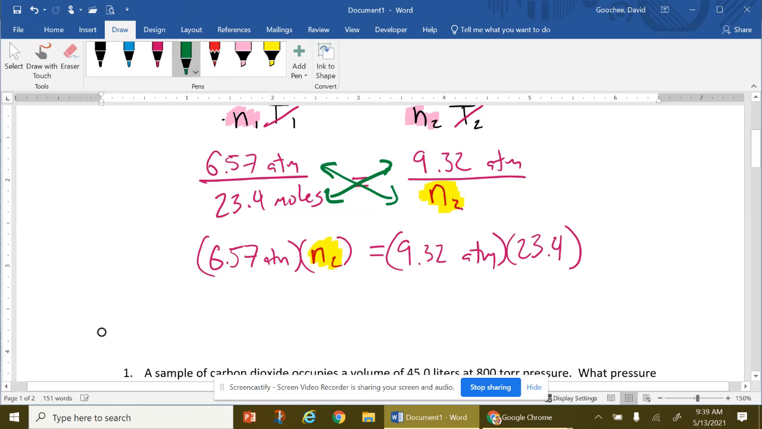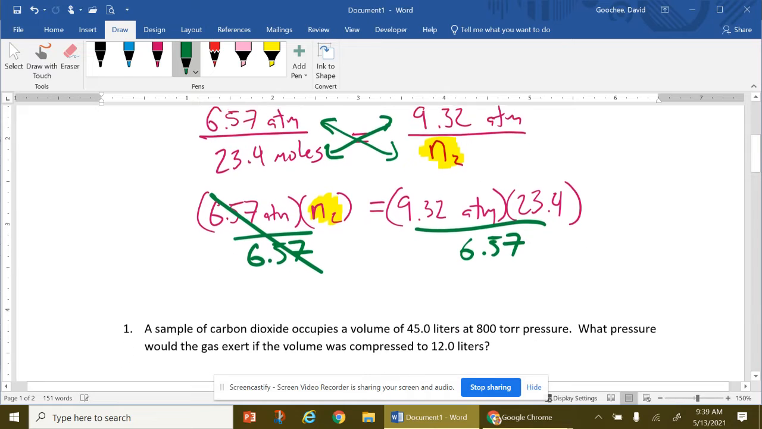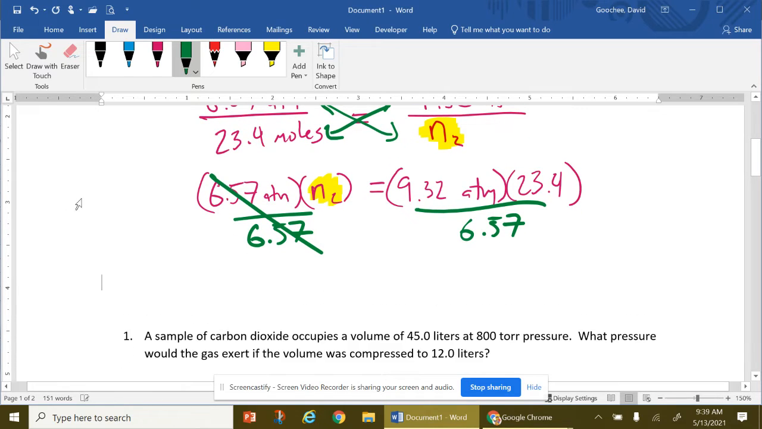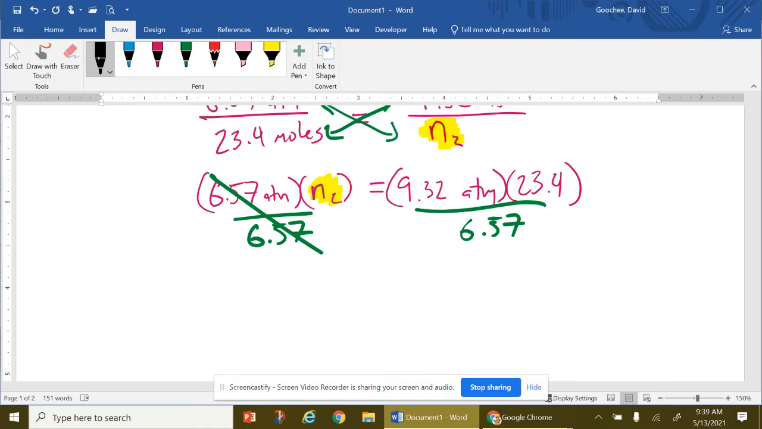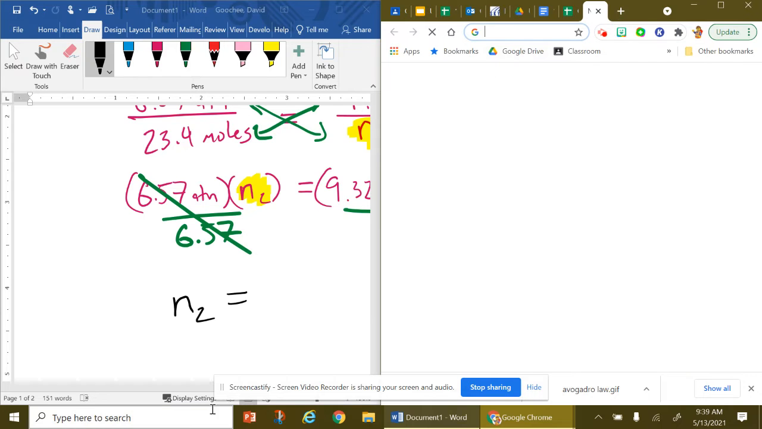So now we're doing that. At this point, it's up to you how to solve it. Me, at this point, I want to get n2, the number of moles, by itself. It is being multiplied by 6.57. So now I'm just going to divide both sides by 6.57. It cancels out over here, and then we can solve for it on the other side. So here we go. All right. So the final number of moles is equal to 9.32 times 23.4 divided by 6.57. Time to go to the old Google. Let's go, Google.